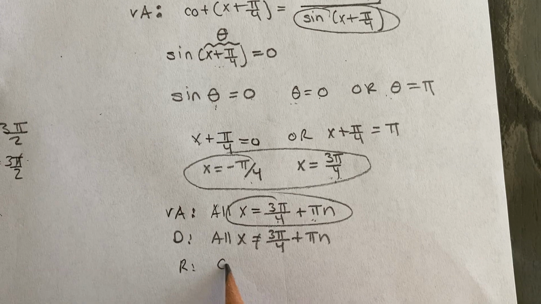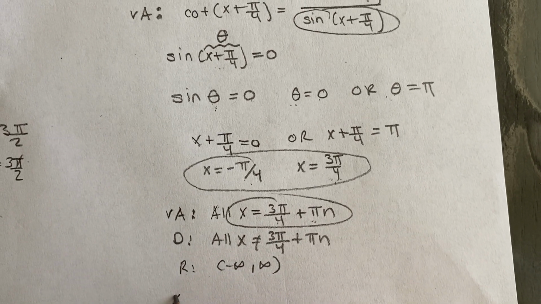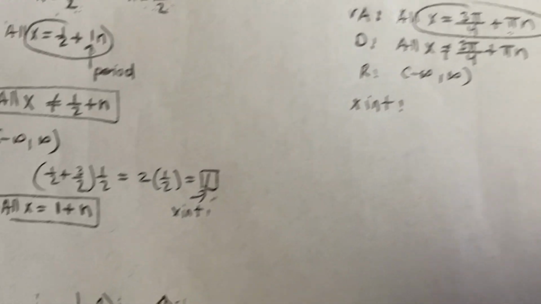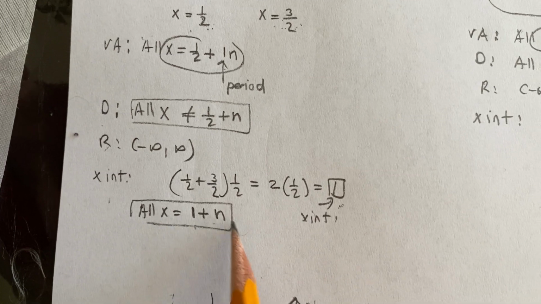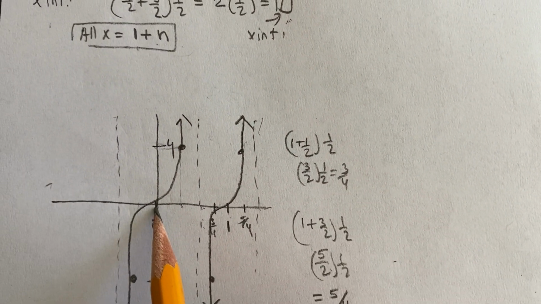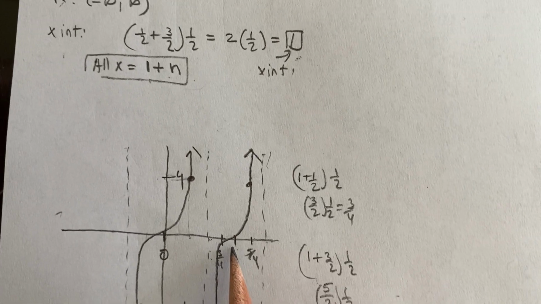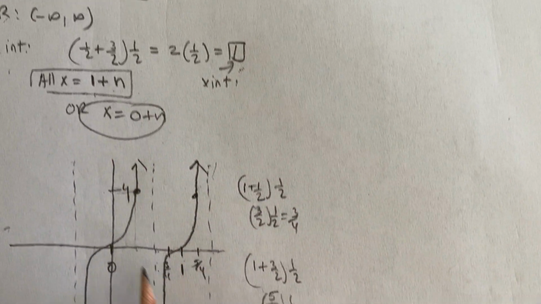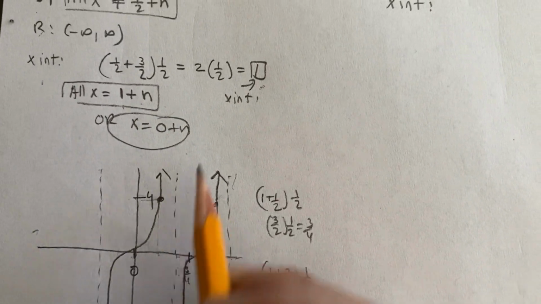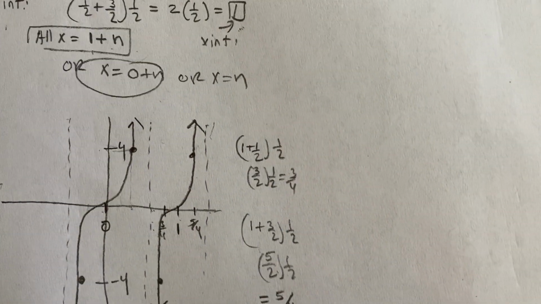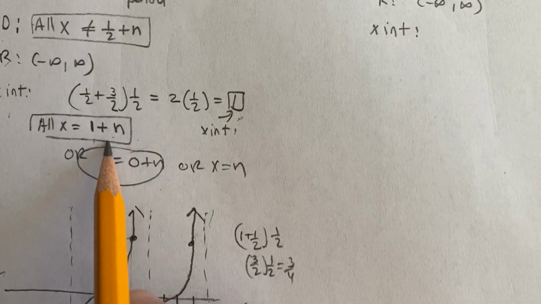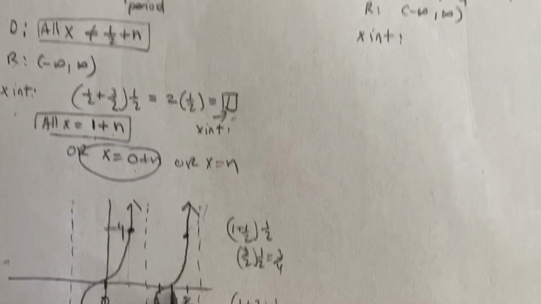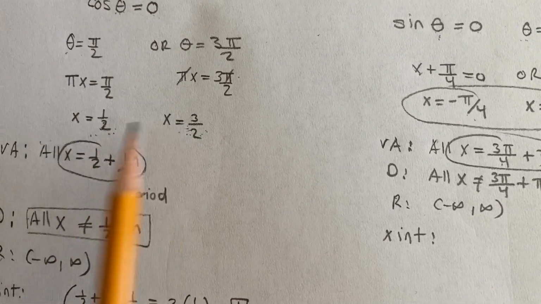The range you can probably just memorize: minus infinity to infinity. And if I say, hey, what are the x-intercepts of this graph? By the way, on our last problem, notice for my x-intercept, I wrote 1 plus n. Had you written 0 plus n, that's the same thing. You could write all x is equal to 0 plus n. This is the first least positive x-intercept. Or x is equal to n, that works as well. So 1 plus n works, 0 plus n, which is the same thing as x is equal to n, works as well. The reason why I had 1 here is because I calculated the midpoint between these two values.